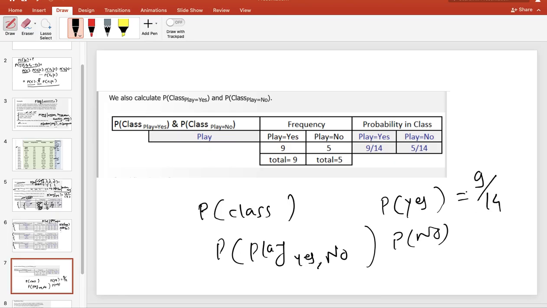Right? So we played 9 days out of 14, and the probability of no is we did not play on 5 days out of 14. So that's the idea here. So we need to compute this also.